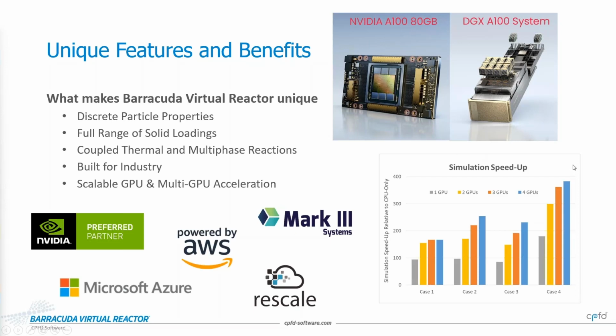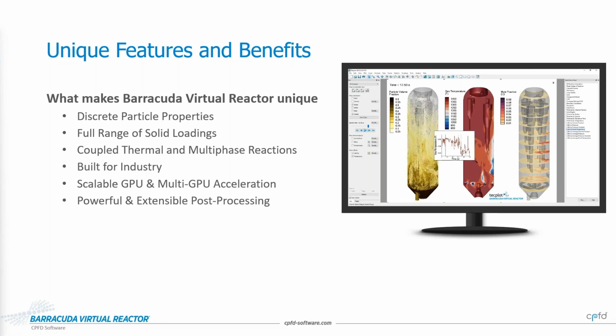Here are some speed up graphics from about 2 years ago when we first released our multi-GPU version, looking at a DGX workstation that actually fit under your desk, had 4 of these A100 cards in it. And we saw anywhere from 50 to 400 times faster than CPU just on that station. Now the benchmarks are even faster. We've seen over 1,000 times faster. You can run Barracuda Virtual Reactor on premise or on the cloud. And if you're not familiar with GPU, we have lots of partners that can help you get started with that, both on premise and on the cloud.